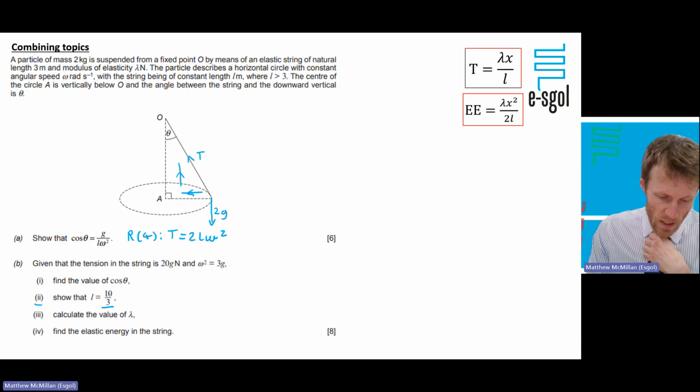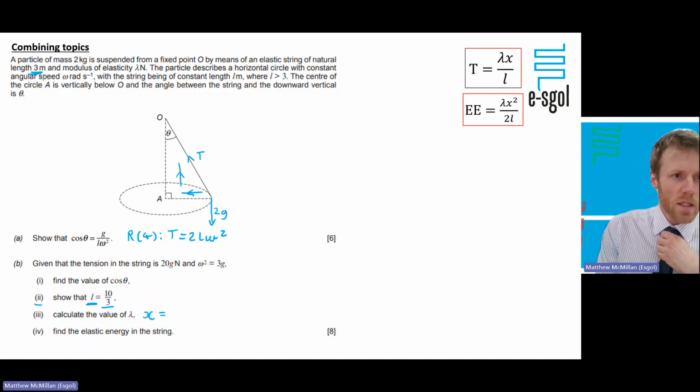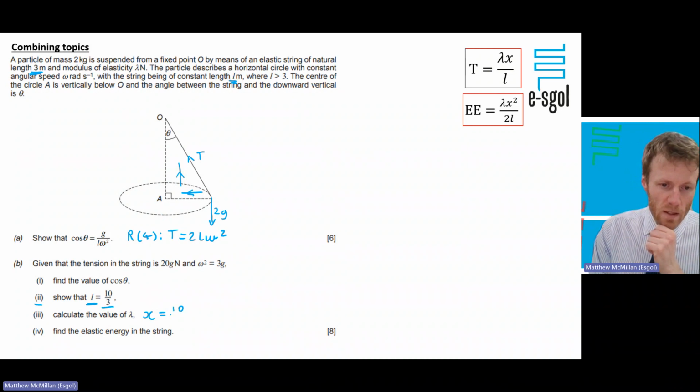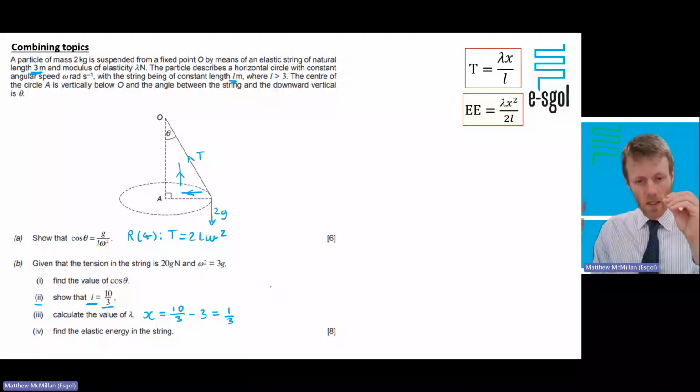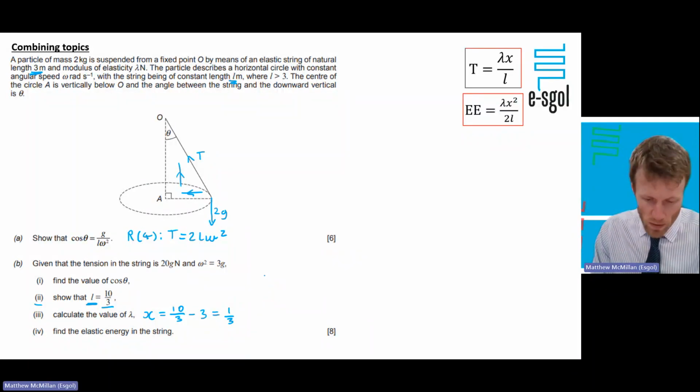And then it says to find lambda. So to find lambda, we need to find what x is. X is the extension. Now, in this question, it's a little bit confusing because they're using L, and usually L is the natural length of the string. But here, it says the natural length is 3. L is the stretched length, and that is where they've made it a little bit confusing. So X is this stretched length, which is 10/3, minus the natural length, which is 3. So our X, the sort of extension, is 1/3.